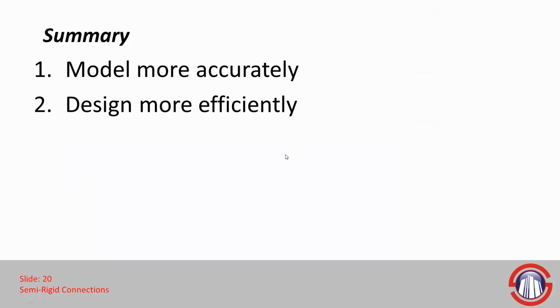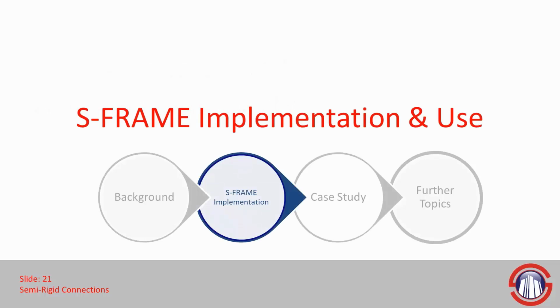So in summary, we hope that through this brief explanation here, you now have the idea that you can use rigid or semi-rigid connections to model your structure more accurately, and also hopefully design more efficiently once you get more realistic loadings within the correct elements in your model. So now let's take a look at how we can implement semi-rigid connections into our SRAM models.